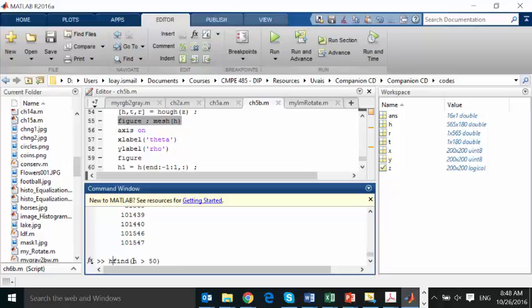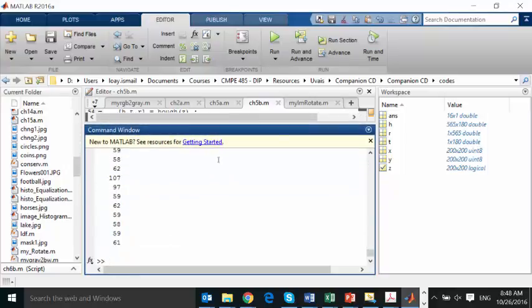Okay, let's put it here between brackets, h of this value. So these are the number of elements and the value of elements that are having values greater than 50. As you can see here, we have several points in the H-plane that are having values greater than 50.